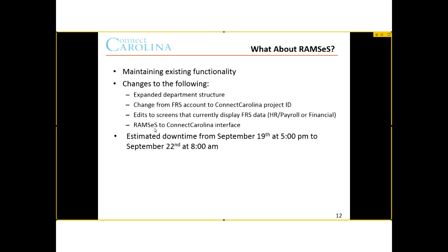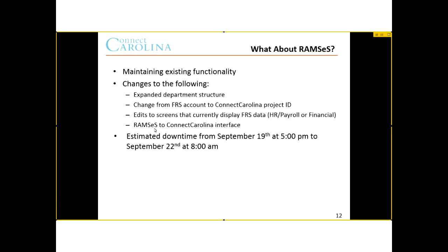As far as Ramses is concerned, we are maintaining our existing functionality. We are still using Ramses for proposal management all the way to award generation. There will be some changes to Ramses. We are going to be expanding the department structure to reflect what is in ConnectCarolina. We are changing from FRS account numbers to ConnectCarolina project IDs. We will edit the screens that currently display FRS data to show ConnectCarolina HR payroll or financial data. And we will be installing a Ramses to ConnectCarolina interface.